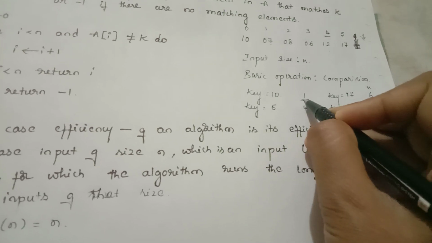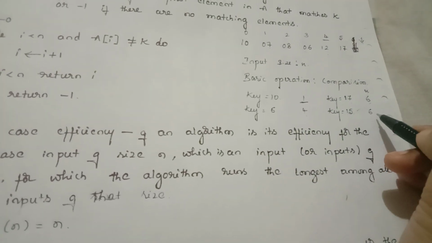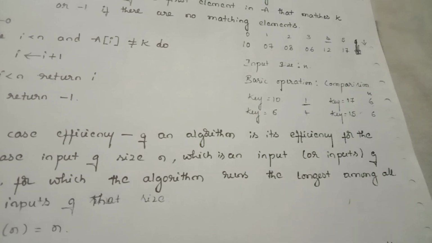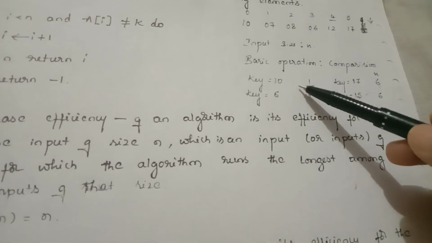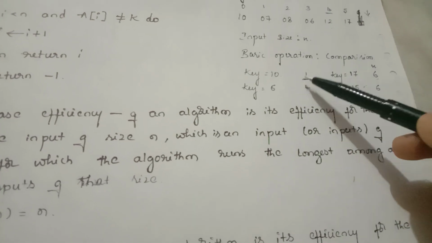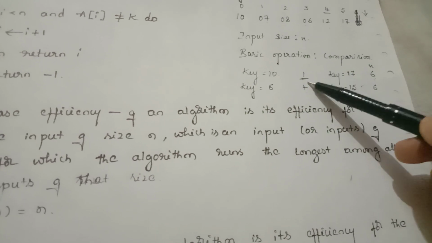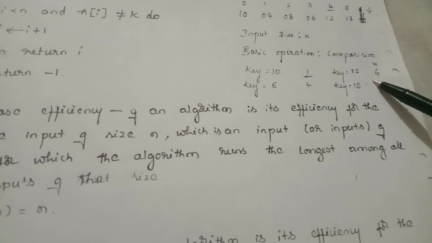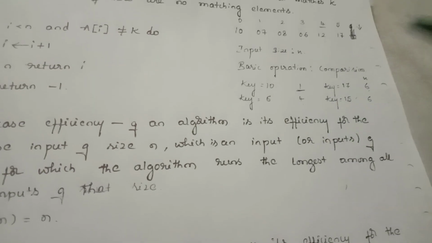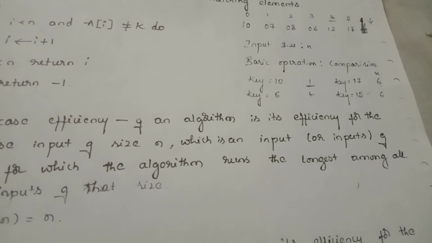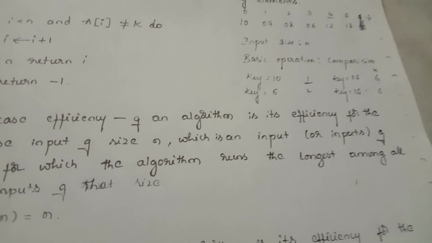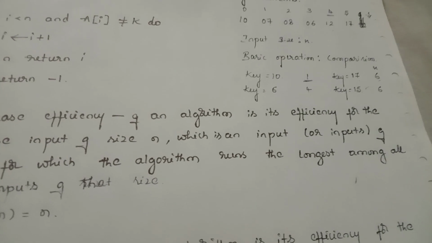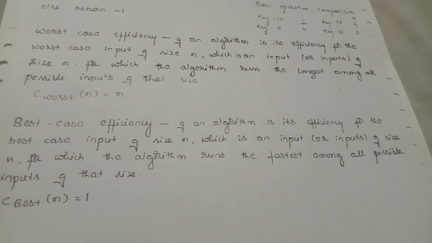So this is the best input, and this is the worst case, where the algorithm's basic operation is running the most number of times, and here the basic operation is running the least number of times. So this is the best case input and the worst case. Here the number of times the basic operation runs does not depend on only one type of input. It depends on different types of inputs. For different types of inputs, the efficiency is different. That is why we talk about worst case and best case efficiency.